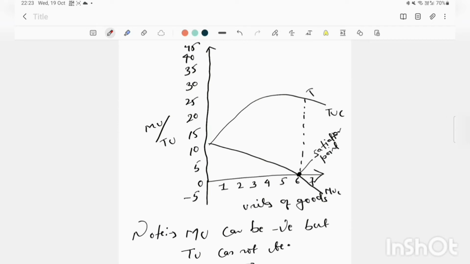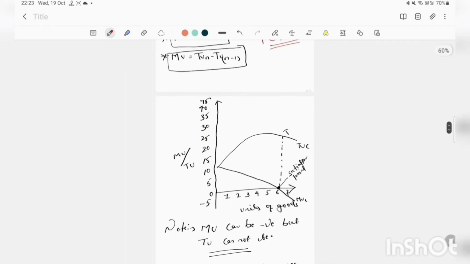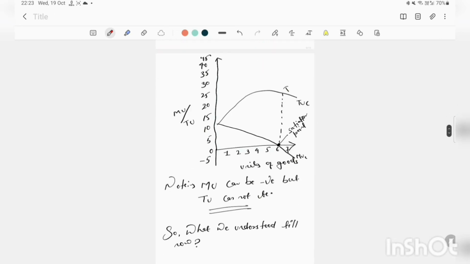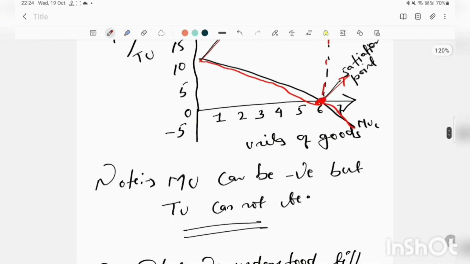So now let's understand with the graph, which is the graphical representation of the above table. We can see that with each additional glass of water, our marginal utility was getting reduced, and at one point it became 0 and later on it went negative, but our total utility was increasing at a decreasing rate. Where the marginal utility becomes 0, the total utility will be maximum, and when we draw it, it will give us the satiation point, right?